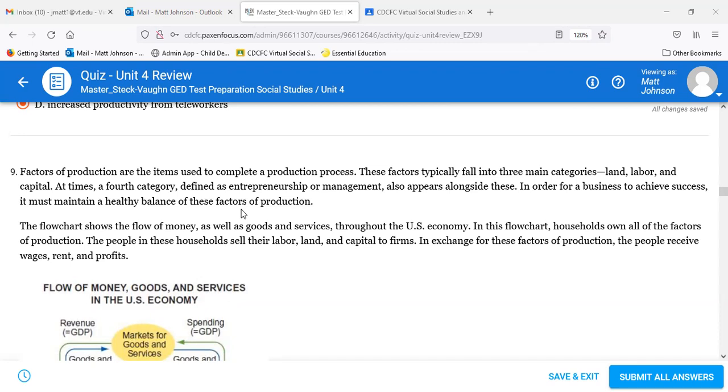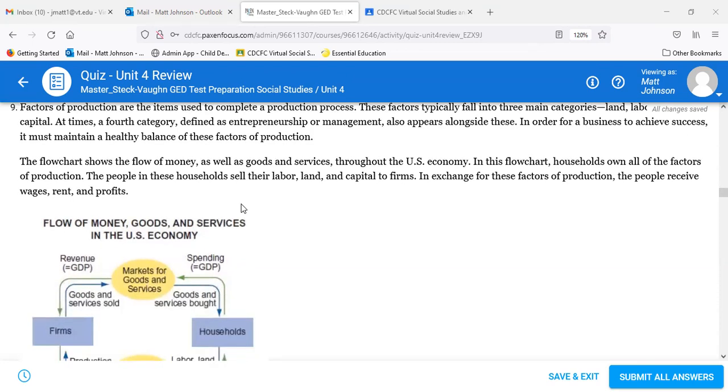The flowchart shows the flow of money as well as goods and services throughout the U.S. economy. In this flowchart, households own all of the factors of production. The people in these households sell their labor, land, and capital to firms. In exchange for these factors of production, the people receive wages, rent, and profits, right? So that's sort of how the economy works. Exchange for that capital we talked about.